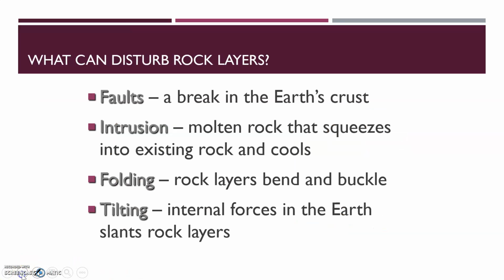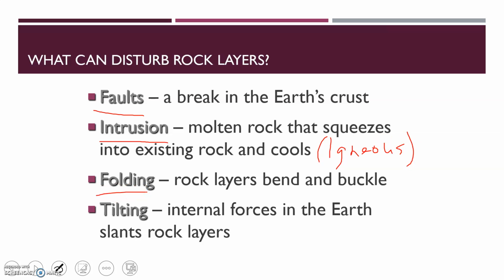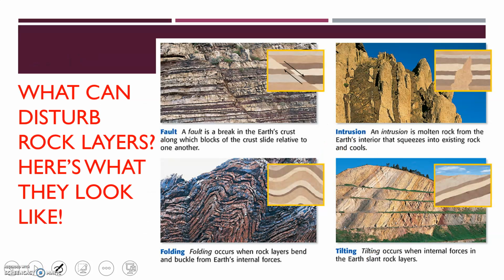All right, so let's see what can disturb rock layers. There are four major things. Faults are breaks in the earth's crust. Intrusions are molten rock that squeeze into existing rock and cool. These will be igneous in nature. All right, we have folding, which are rock layers that bend and buckle. And we have tilting, which is an internal force in the earth that slants the rock layer. Okay? So what can disturb rock layers? And here's what they might look like.